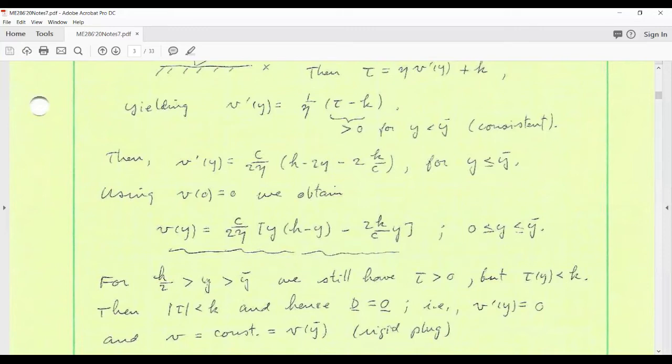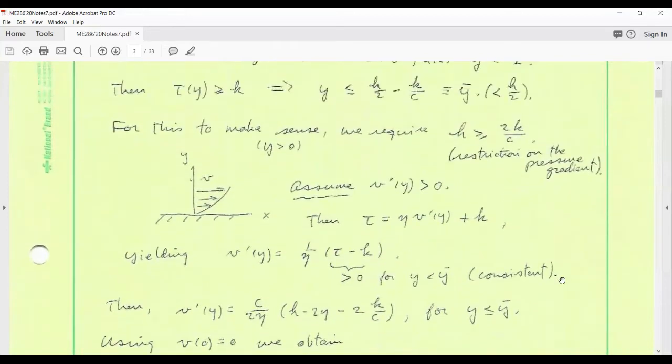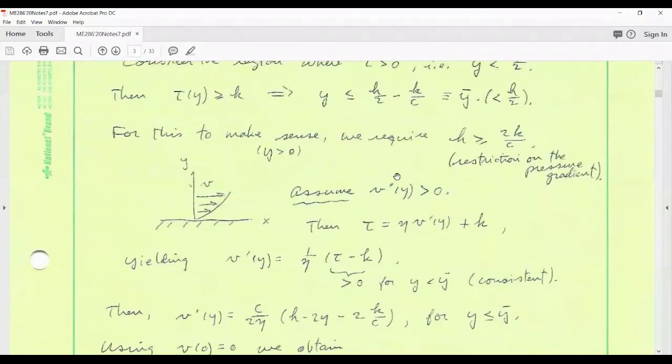What about values of y between this y bar and the mid-plane, where y equals h over 2? Well, according to our stress field that we found, we still have tau positive in that region. In fact, it's 0 at h over 2. It's positive below h over 2, but it's less than k, right? Because that's how we derived this expression for y bar.